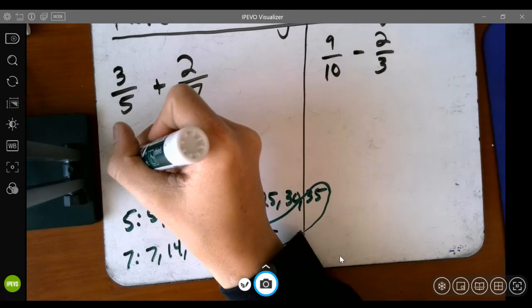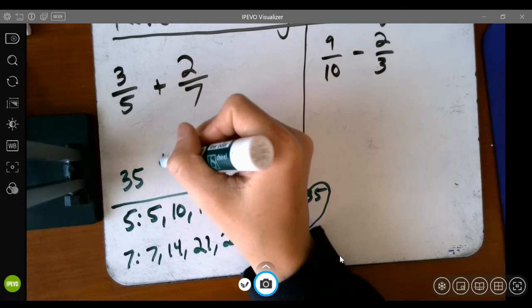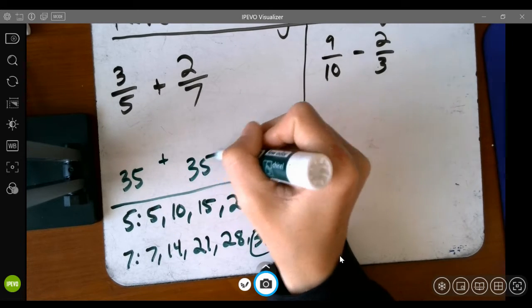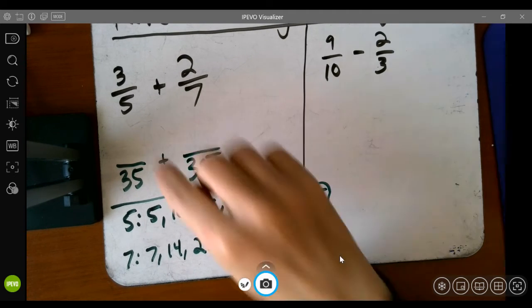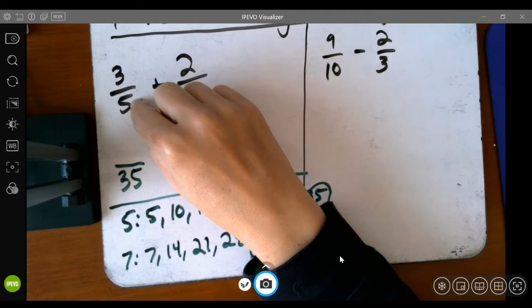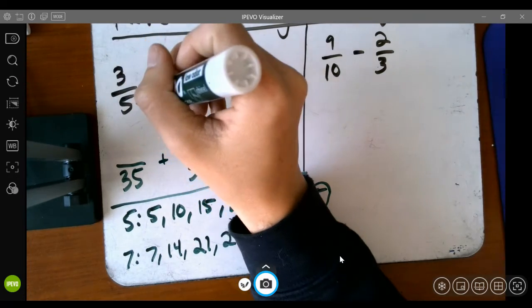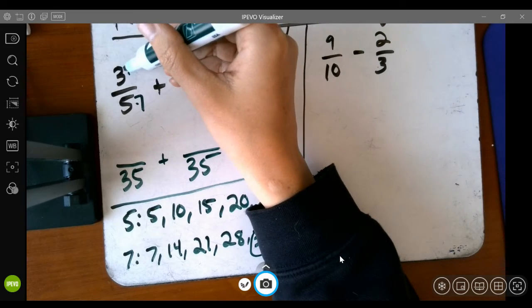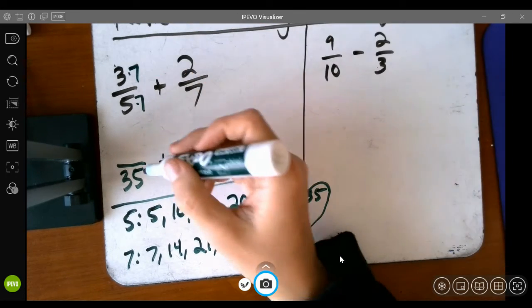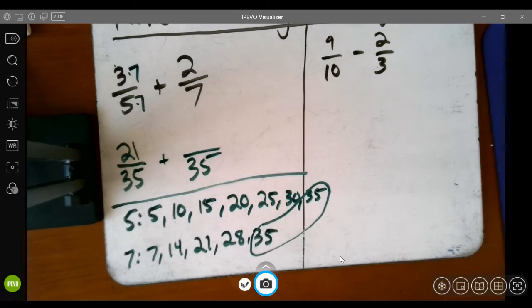And so we need to rewrite both of these fractions to have a denominator of 35. And then we also need to figure out what to make the numerator. So when looking at 3/5, to make the denominator of 5 a denominator of 35, we would need to multiply by 7. And then what you do to the denominator, you also need to do to the numerator. So 3 times 7 is 21. So we would write it as 21 35ths.